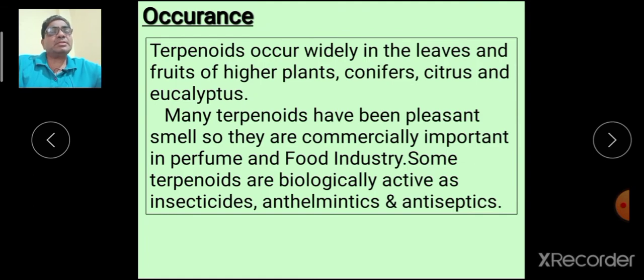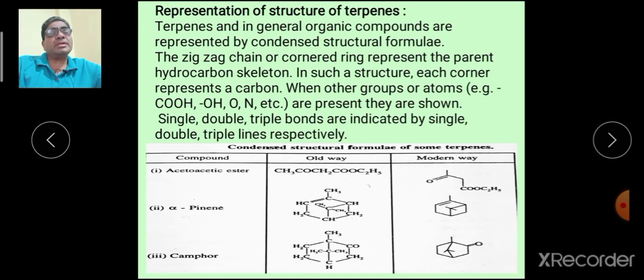Occurrence, of course, they occur widely in leaves and fruits of higher plants, conifers, citrus and eucalyptus. Many terpenoids have a pleasant smell. Okay, we have seen this. And biological activity also we have seen.